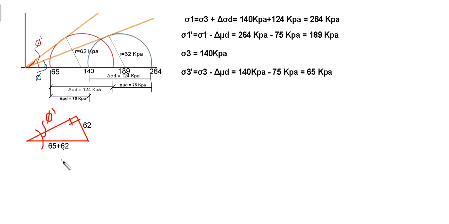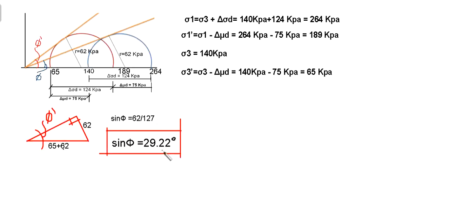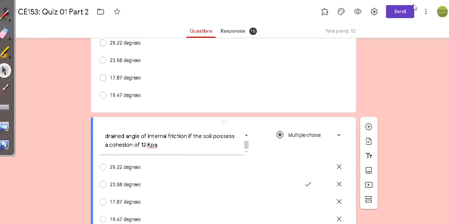So, using again the sine law, makukuha natin yung ating phi prime, yung ating internal angle sa ating drained soil. That is sine phi is equal to 62 over 127. That is 65 plus 62, 127. So, yung makukuha nating angle is 29.22 degrees. So, pakialis yung sine. Dapat walang sine yan. That is phi is equal to 29.22 degrees. So, that's the answer for our question number 2.